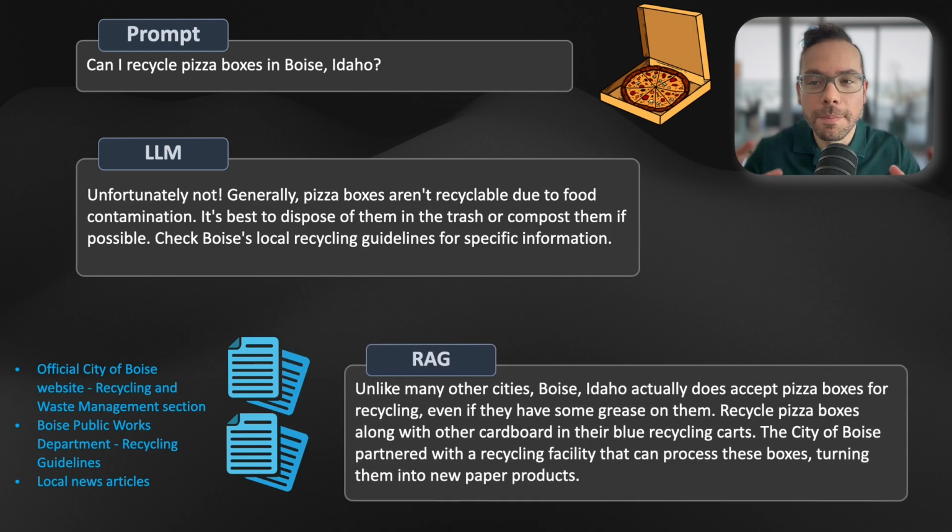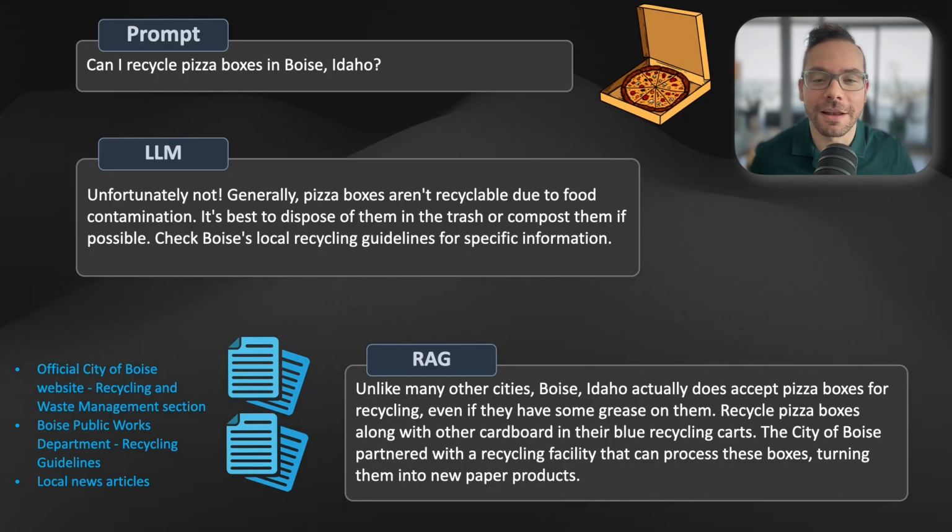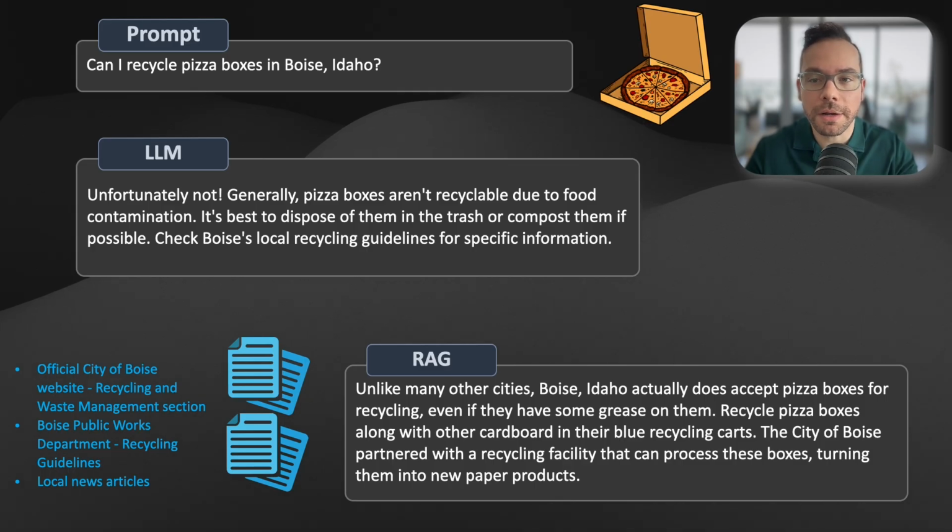It turns out Boise actually partnered with a specialized facility that explicitly accepts pizza boxes in their blue carts. Without RAG, the LLM relies on frozen training data or diluted details from the pre-training or post-training steps. With RAG, it pulls the real, credible city documents and gets it right. So with RAG, we have access to up-to-date, location-specific information to produce a far more accurate answer.